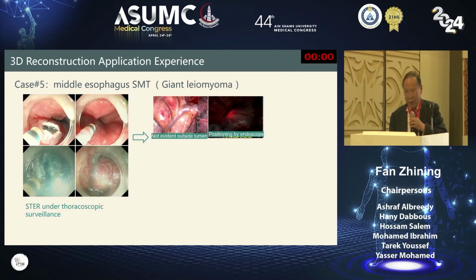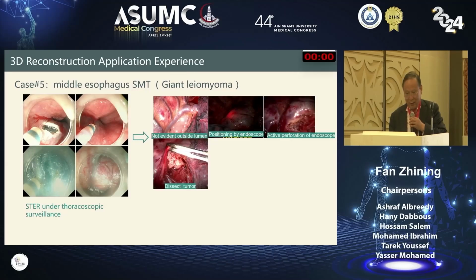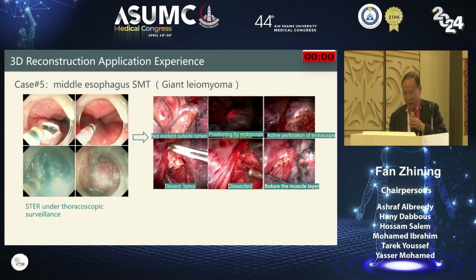By endoscopy, the position is this. This is the dissected tumor. Situate the muscle layer. Avoid the defect caused by post-operation tissues.